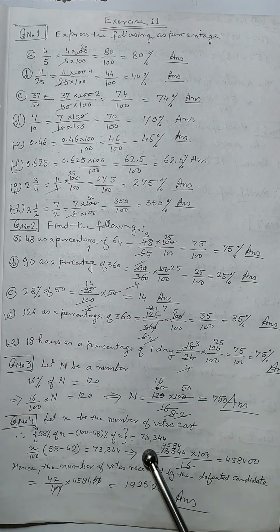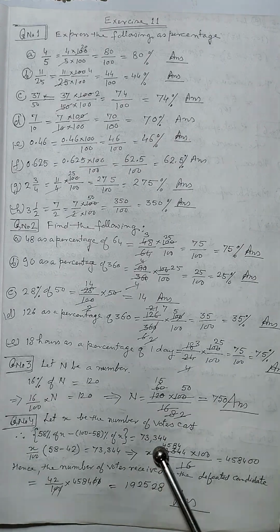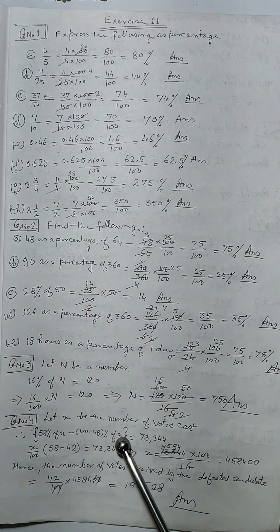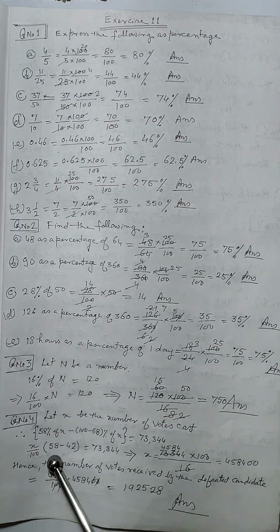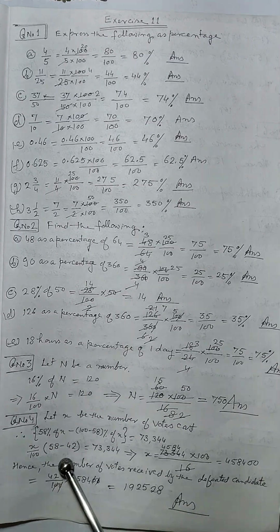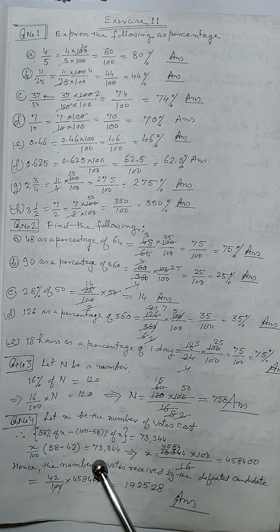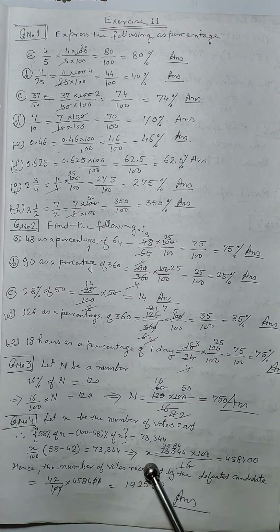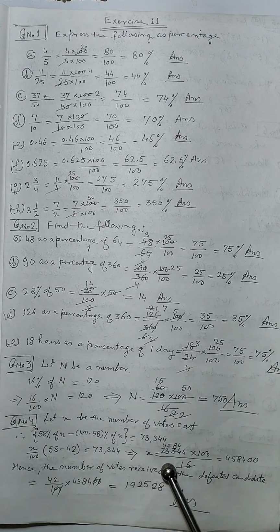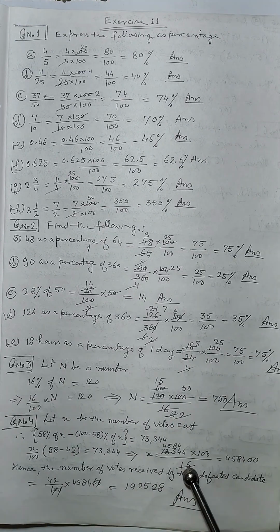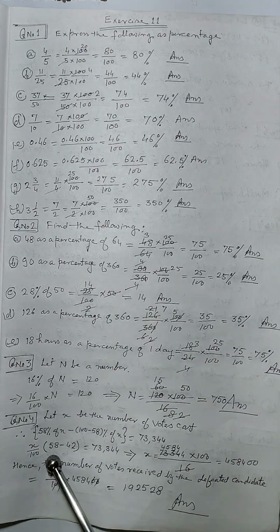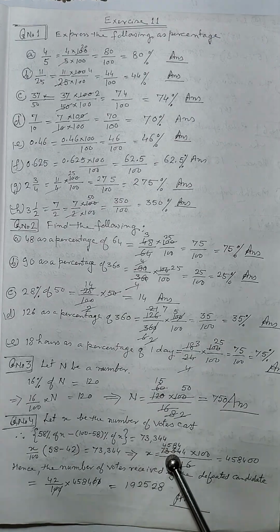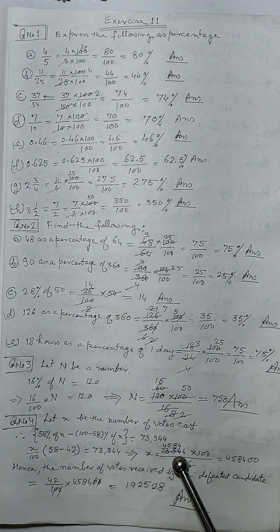is equal to 73,344. Now we can take X by 100 common from this. So inside the bracket we will get 58 minus 42, and that should be equal to 73,344. Therefore X will be equal to 73,344 into 100 whole divided by 16, because 58 minus 42 is equal to 16. Now divide it, you will get 4,584.